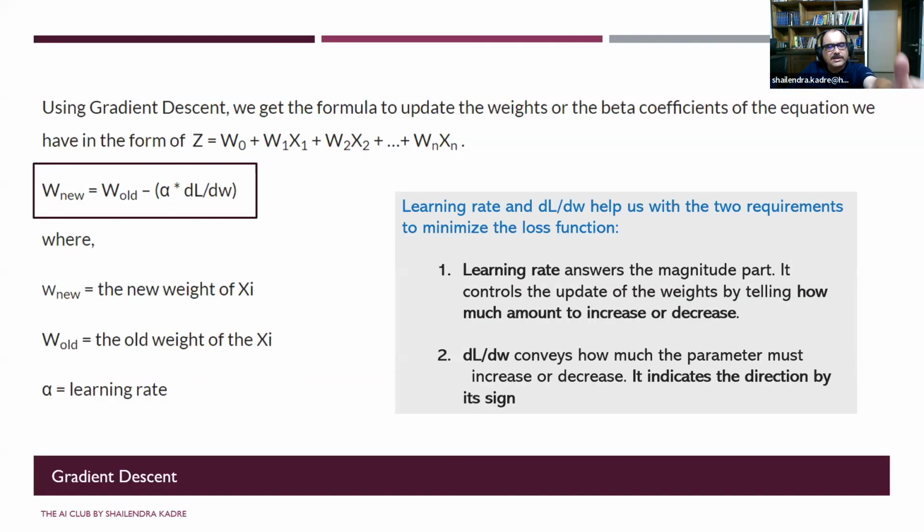Whatever process we have seen here is nothing but simple gradient descent. You have a loss function. You calculate the partial derivative of that loss function with respect to one of the weights or biases, then you have a learning rate, multiply the partial derivative with the learning rate, and then update the old weights. That is nothing but your simple gradient descent.